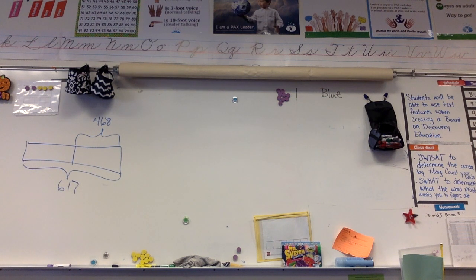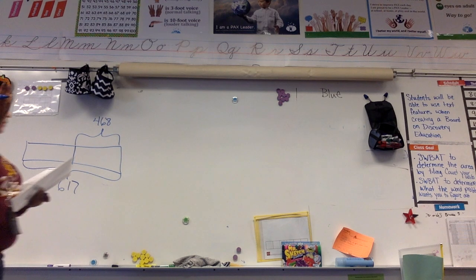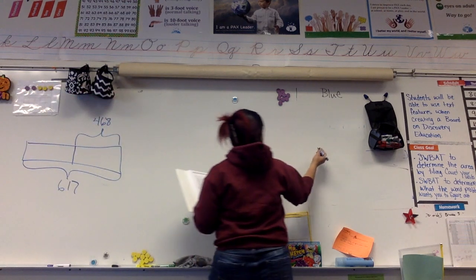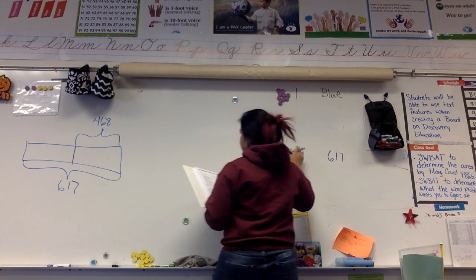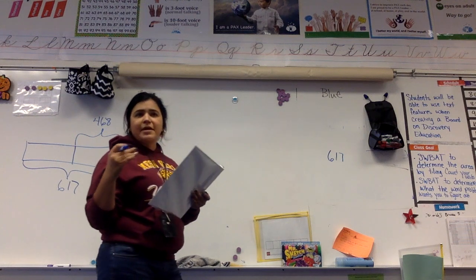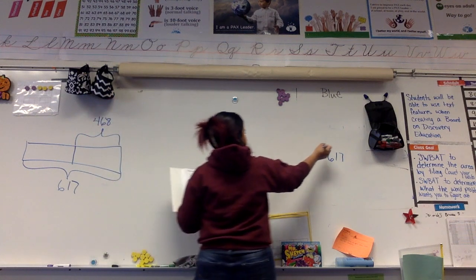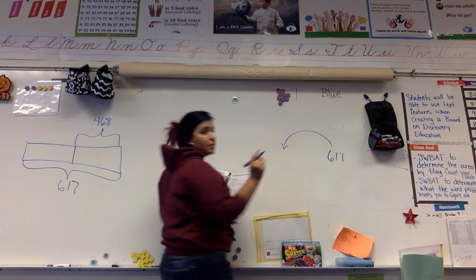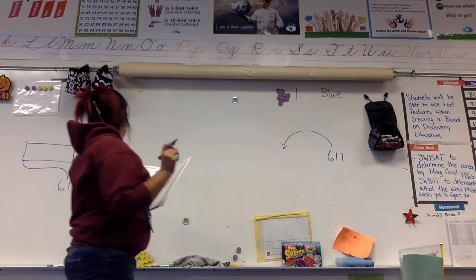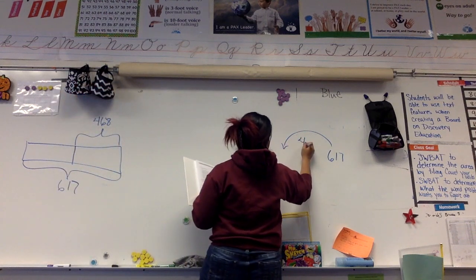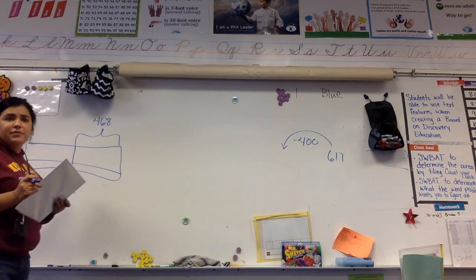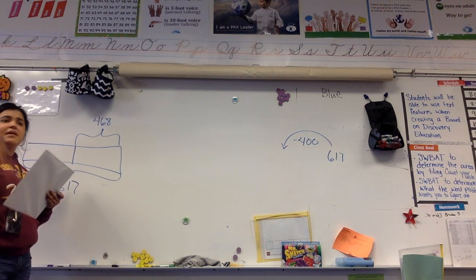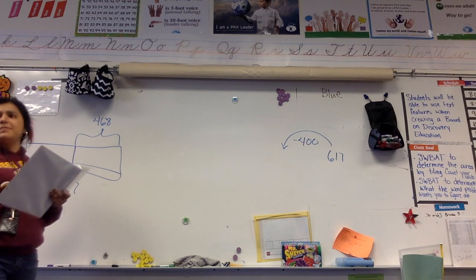Okay, so what am I going to need to do? Vera? Subtract 468 from 617. So I have to start right here, and I'm going to start my subtraction. How many hundreds? Elijah? 400. Okay, and where does that take me? If you think you know, actively participate. It helps you learn it better if you're participating.